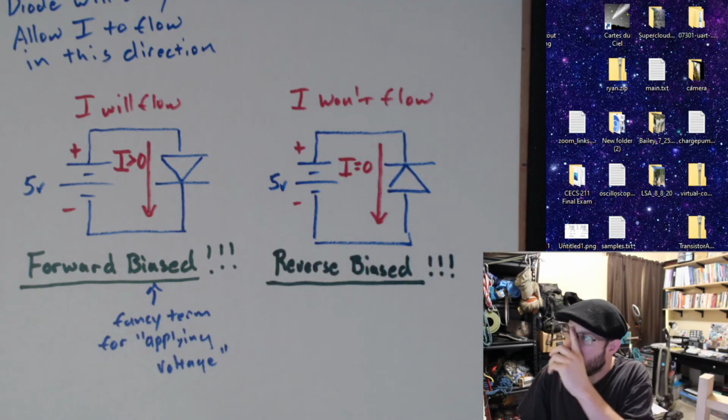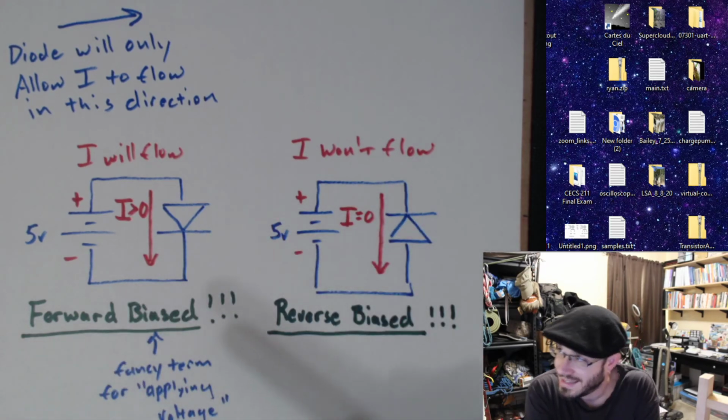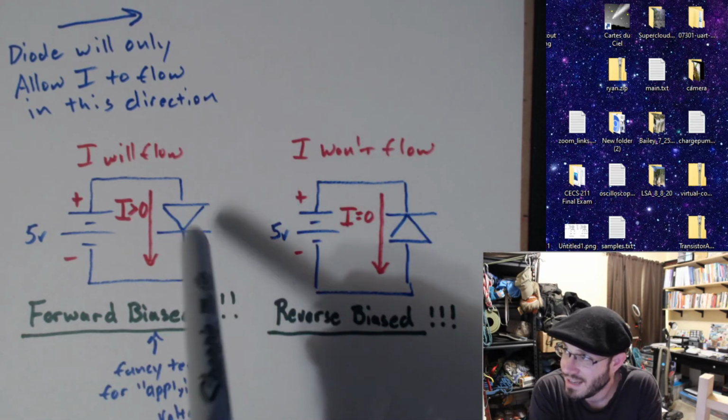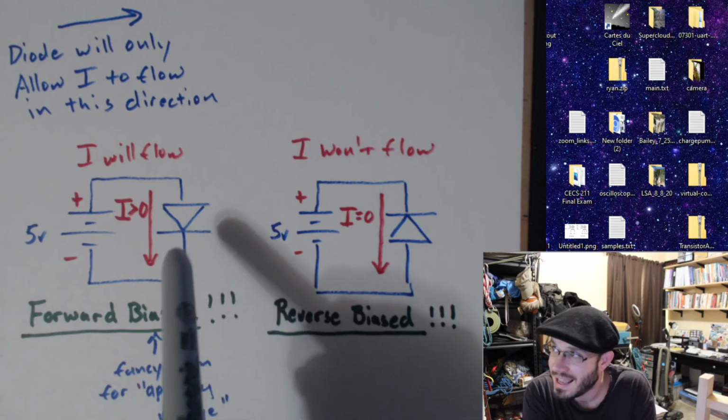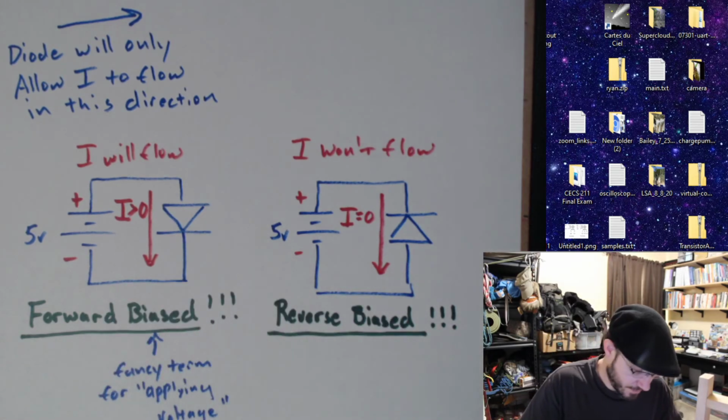Okay, now, so forward biased is allowing the current to flow through it. If it's allowing the current to flow through it, it is behaving like a closed switch.